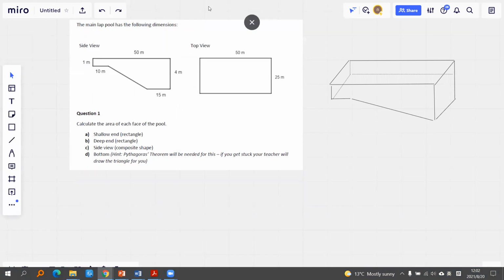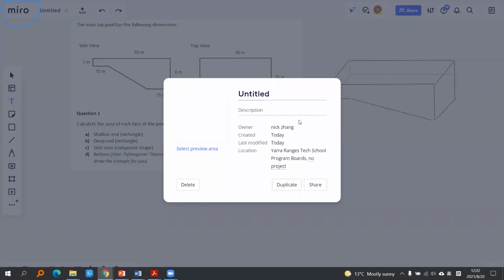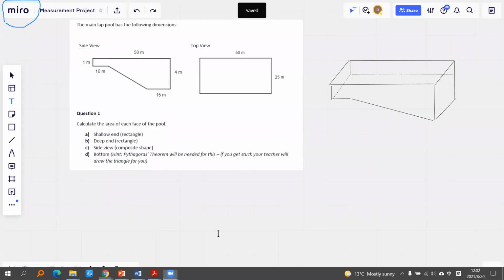For this model, I just write something. Let me put some text here. Let me have a look at the chat. What is this app called? That's a good question, Tiffany. This is called Miro. I just changed the title a little bit to measurement project.